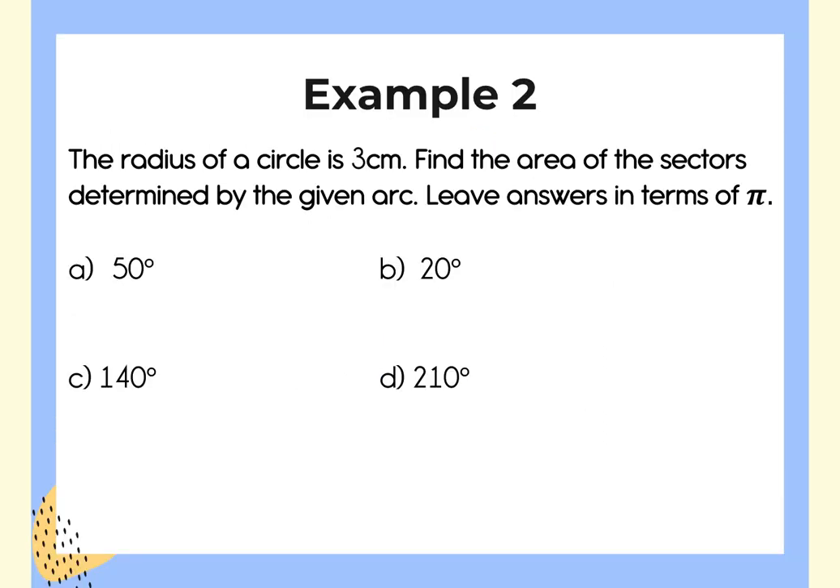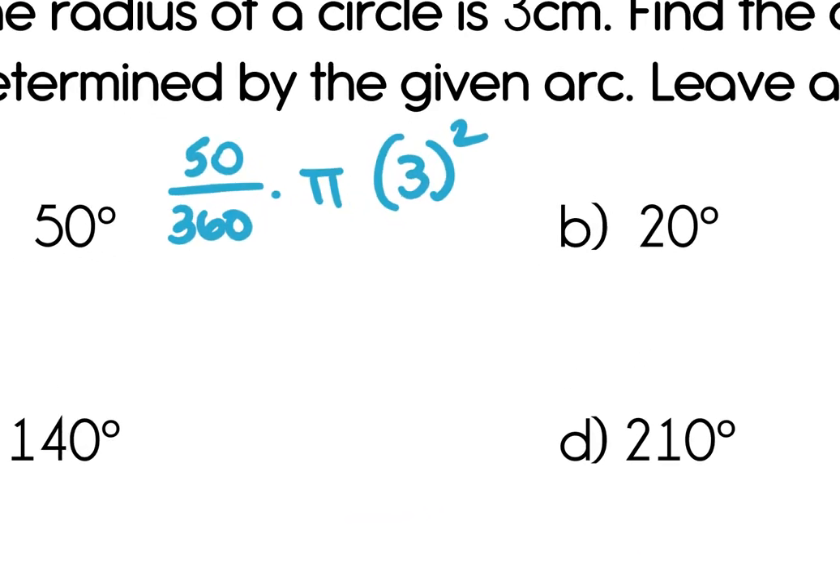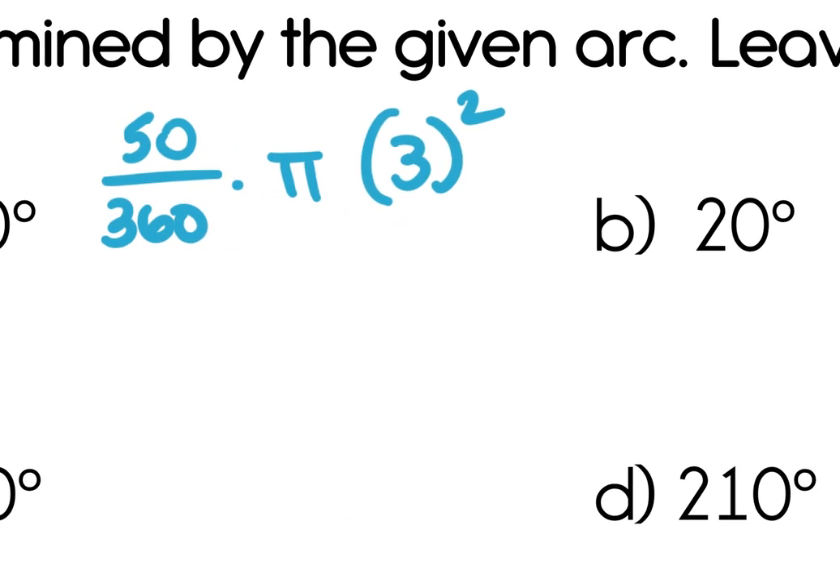All right, now it says the radius of the circle is 3 centimeters. Find the area of the sectors determined by the given arc, and leave your answers in terms of pi. Remember, measure of the arc over 360 times pi r squared. So 50 over 360 times pi times 3 squared. What you cannot do is divide 3 into 360 yet. You have to square it first. So I can do 50 over 360 times pi times 9. Now I can cross through the zeros. 9 goes into 36 4 times, and I get 5 pi over 4.